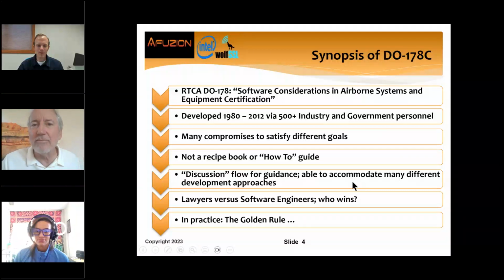It's a discussion flow. It accommodates many different development approaches. Remember lawyers versus software engineers? Folks, we win on this one. That's us, the software engineers. It's really the golden rule.